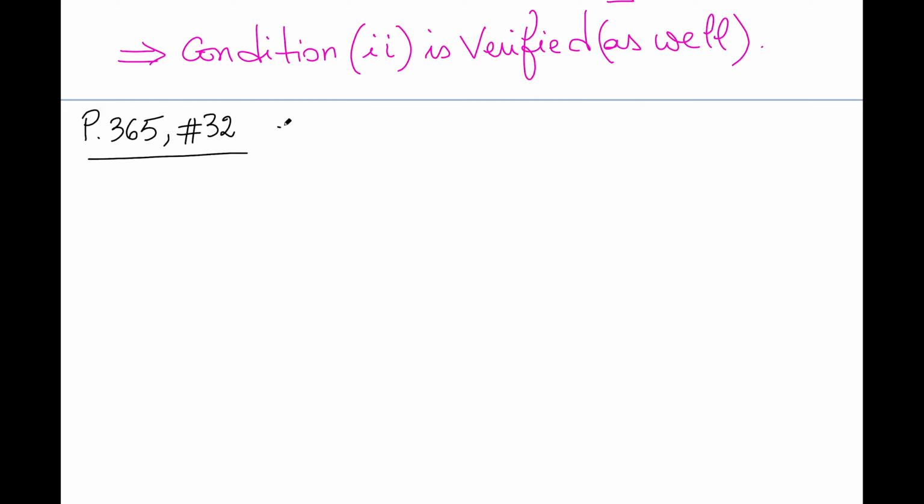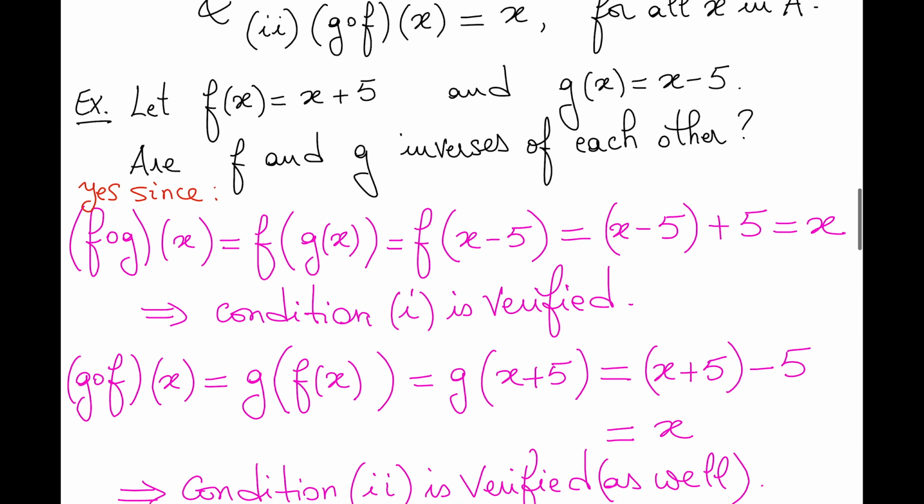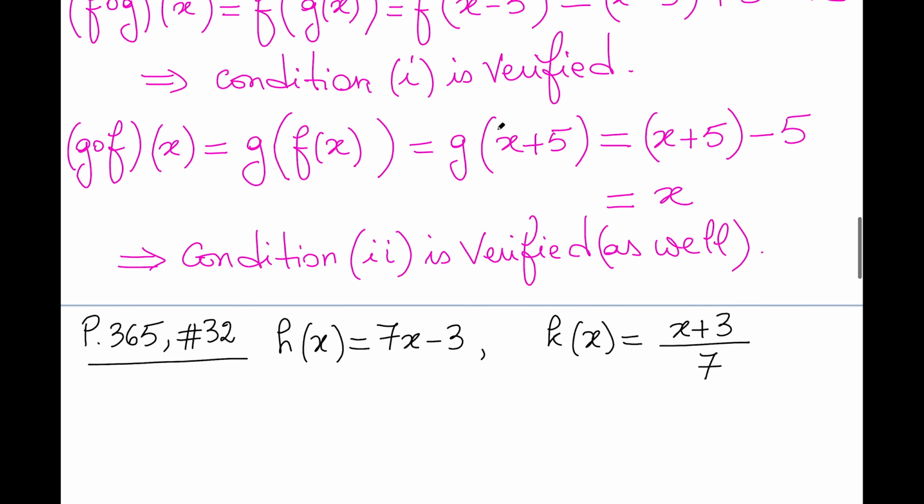So I have h of x, as we said, is equal to 7x minus 3, and k of x is equal to (x plus 3) over 7. And the question is to determine if they are inverses of one another. Again, to be inverses, it means I need to verify if these two conditions hold. So if you compose them in any direction, you plug in x, you get it back.